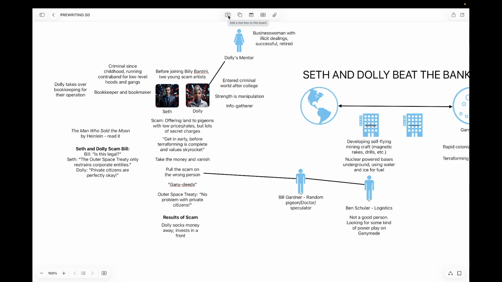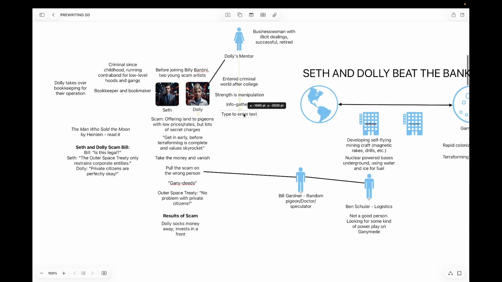Seth and Dolly are not romantically linked, but Dolly does kind of start to like Seth at this point. She's a lot younger. She's not as learned. She's not as wise. She still has a little bit of naivete about her, which is probably because she became a criminal later in life. So I should make a note of that. She's a little more naive than Seth at this point.